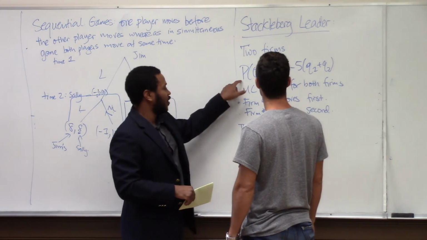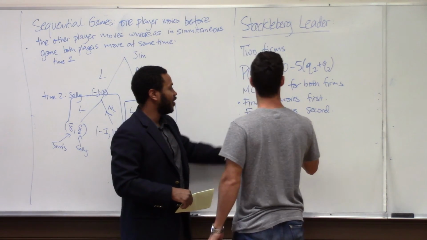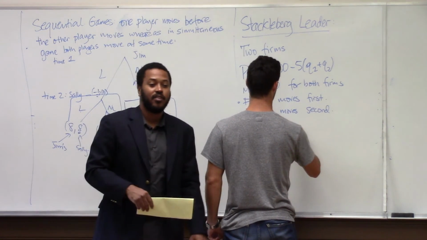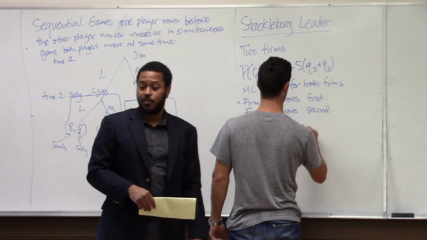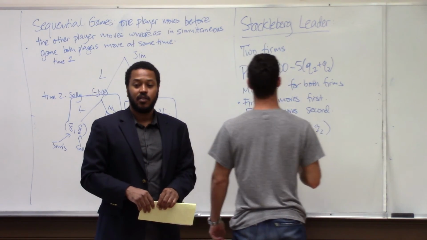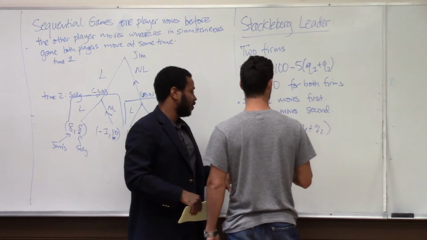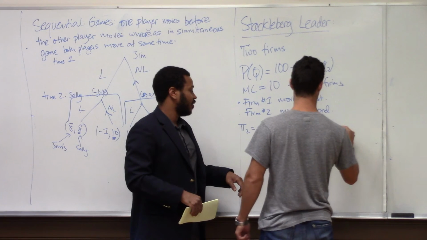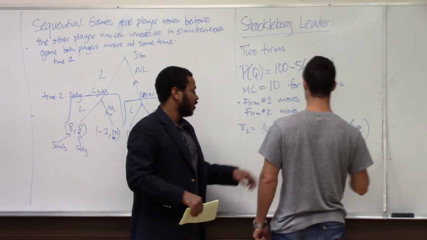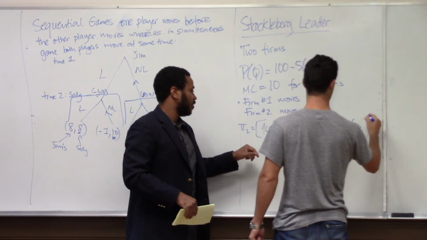What's the price? This whole thing here is the price. So let's write that. 100 minus 5 times Q1 plus Q2, that's going to be the price, right? And what's the quantity firm 2 is going to produce? Q2, right? So you multiply this whole thing by Q2. And then you have to put a bracket around this whole thing here.